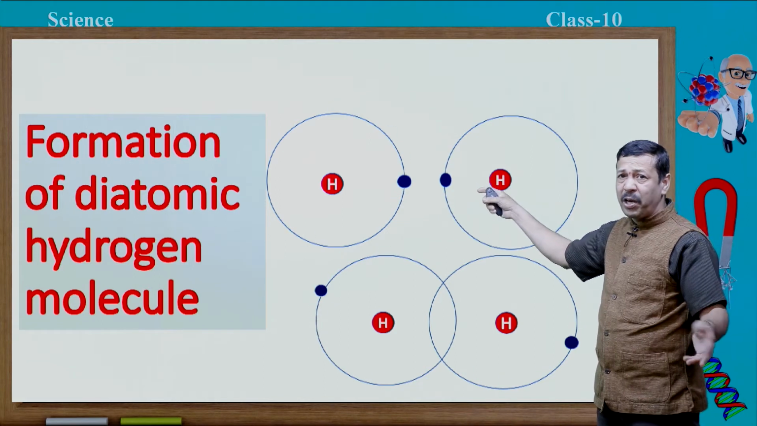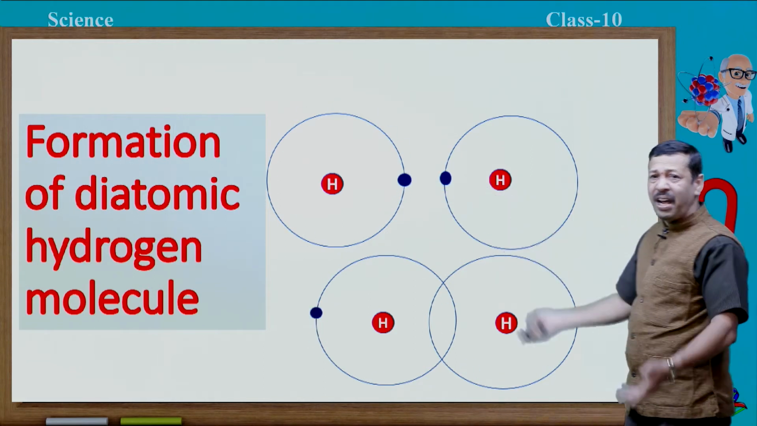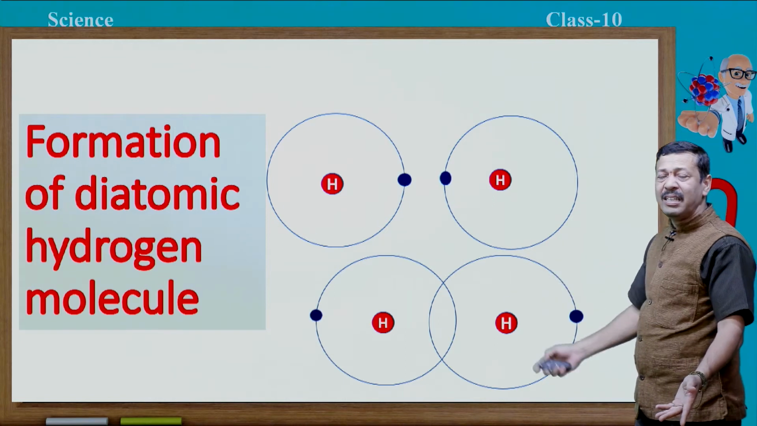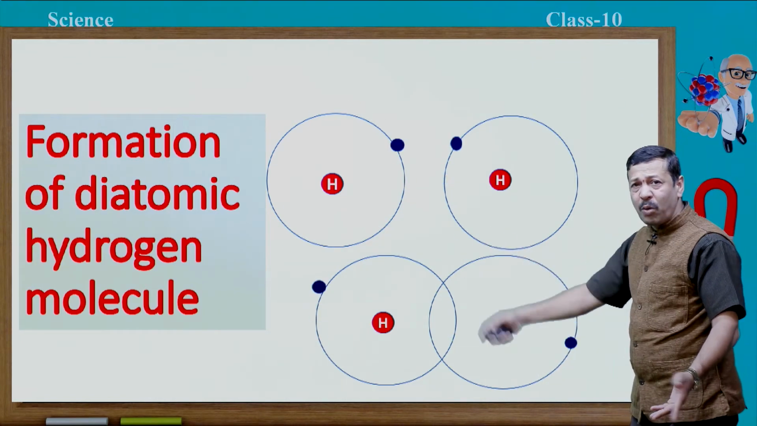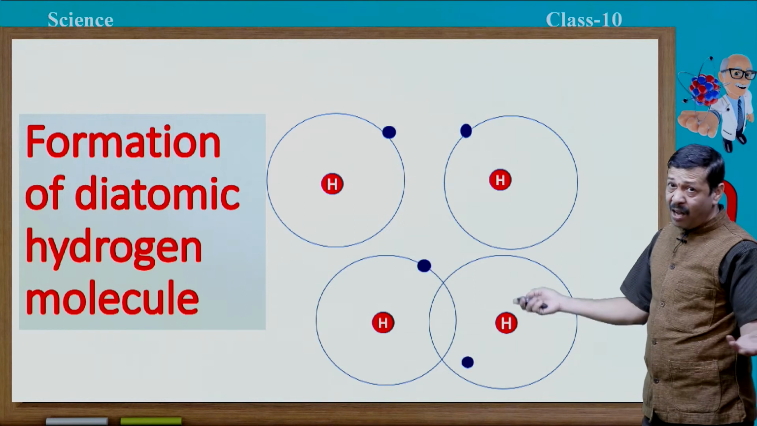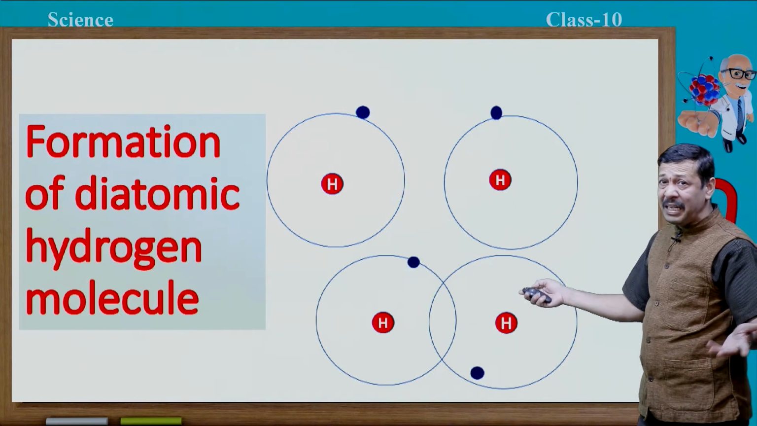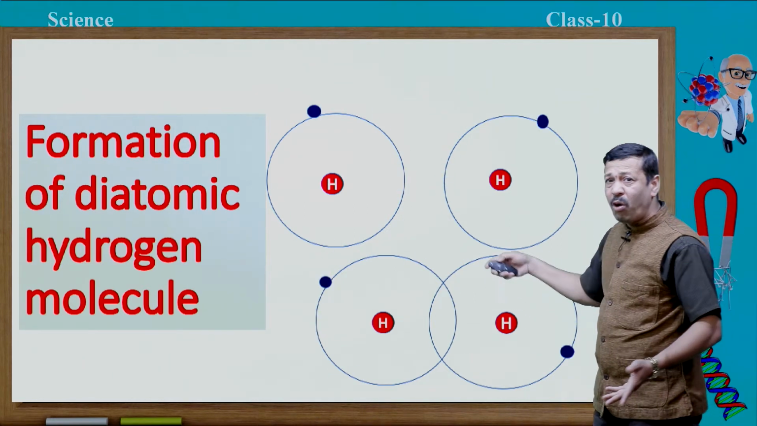K shell can accommodate a maximum of 2. Now they share, and you are seeing these electrons revolving around both the nuclei. That's how the stability is achieved and the hydrogen molecule is formed.